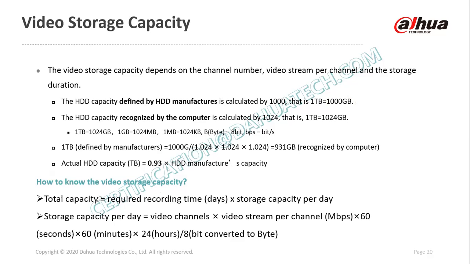And how do you know the storage capacity per day? You multiply the video channels, that is the number of cameras, times the video stream per channel. Each camera, what is the Mbps that it is producing, times 60 seconds, times 60 minutes, times 24 hours. Then you divide it by 8 bits, so you're converting into the 1024.